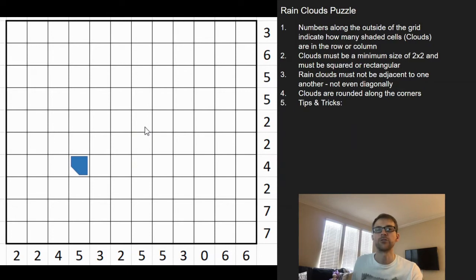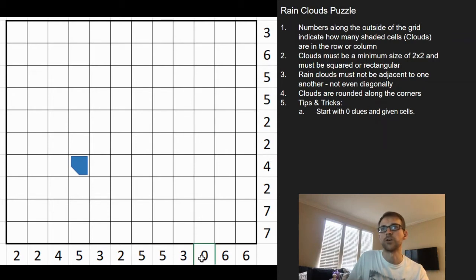So what I'm going to go ahead and do is try to solve this puzzle for you guys, share some common tips and tricks, and hopefully make it easier for you to solve them yourselves in the future. So typically I start always with the zeros and any given cells. So this is a 0. We know that all of these cells in that column are not going to contain a cloud. So I'm going to use gray to basically X those out.